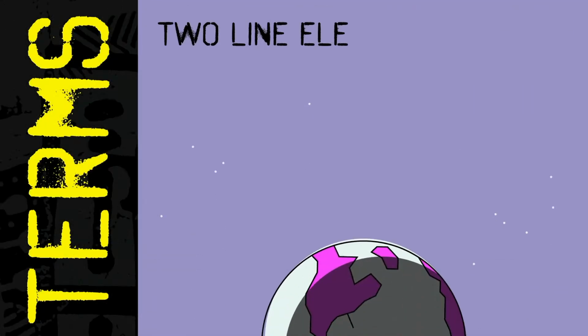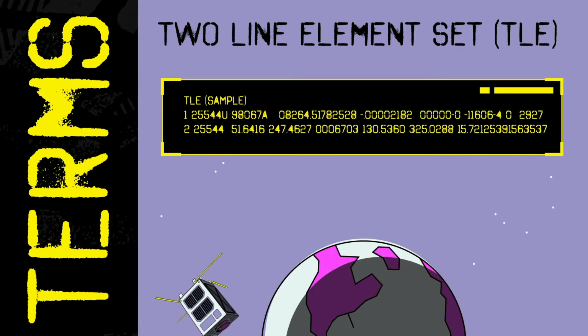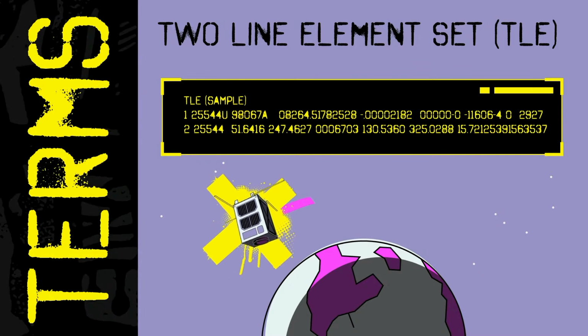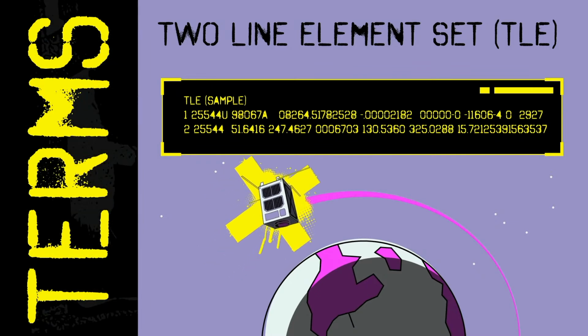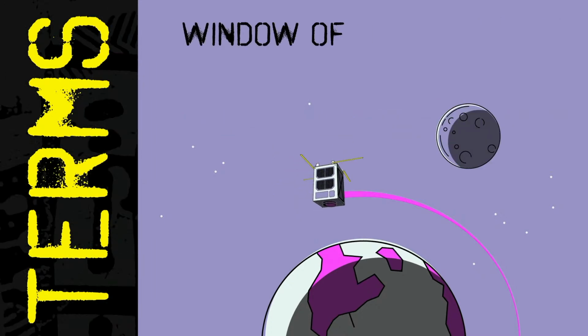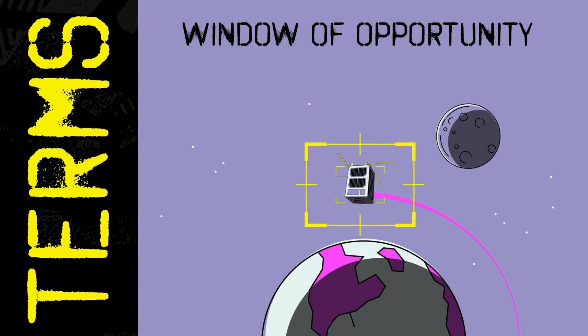First, some terms you'll want to know. Two-line element set, or TLE, a data format containing information about an object's position and velocity at a specific point in time. It is used to calculate where a satellite will be at some point in the future, with increasing uncertainty the further out in time. Window of opportunity, the period of time during which the satellite can be positioned to complete the desired goal.